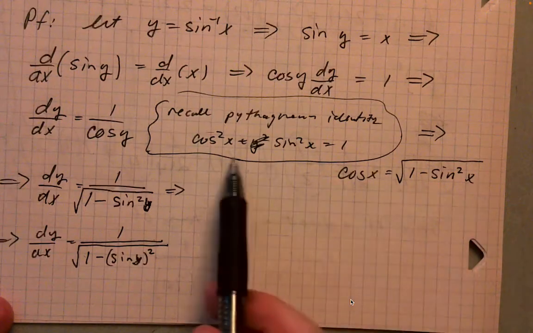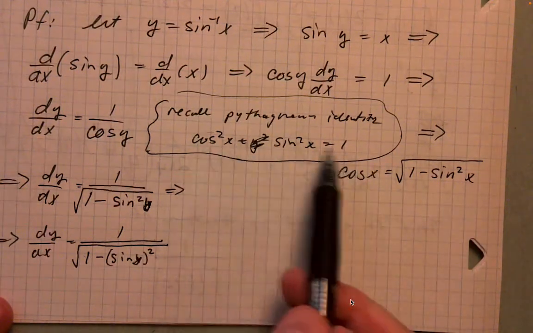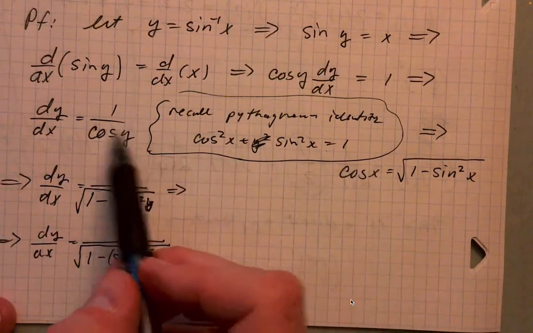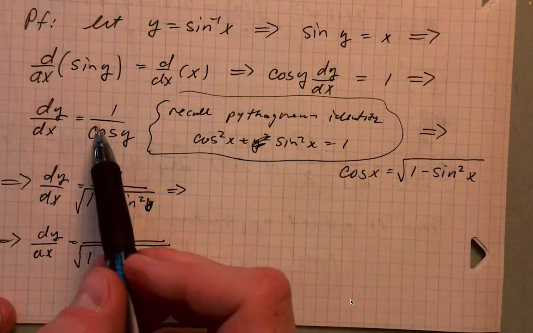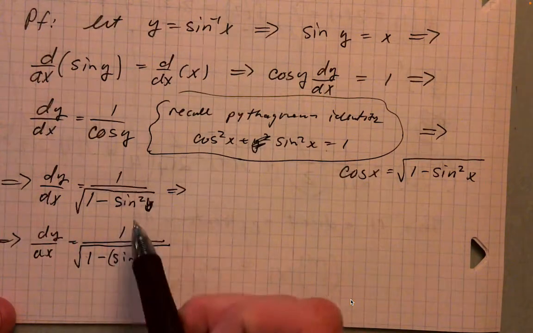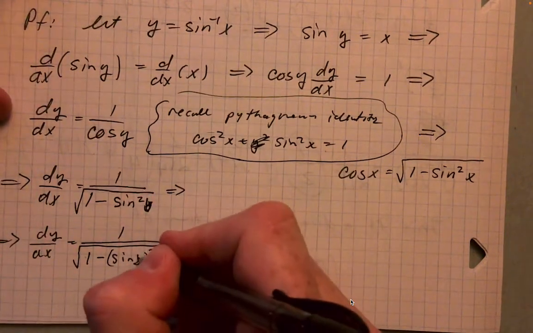I was using x up here just because that's how I wrote this. But here this is cosine of y. So cosine of y is equal to the square root of 1 minus sine squared of y, not x. So it was this typo. This should be a y.